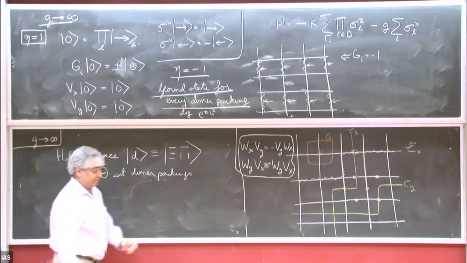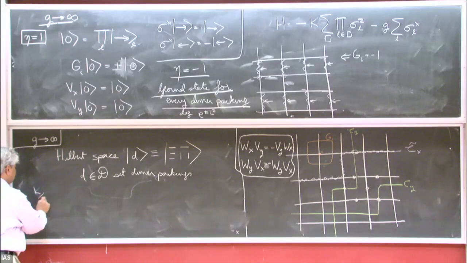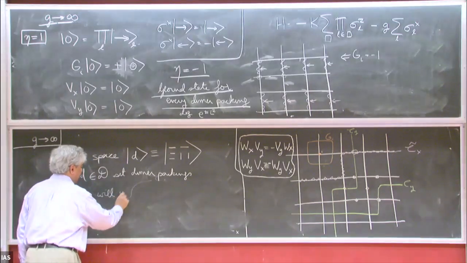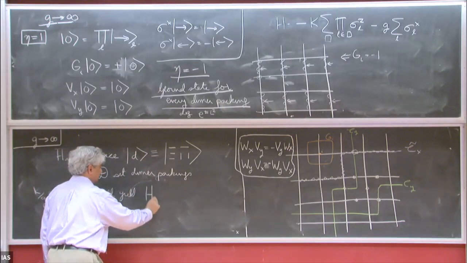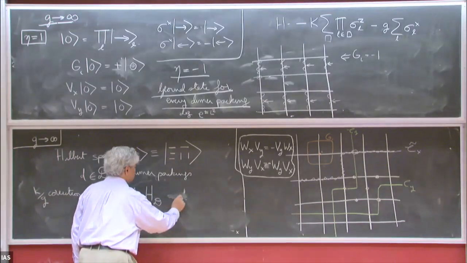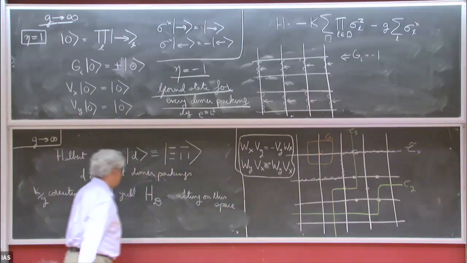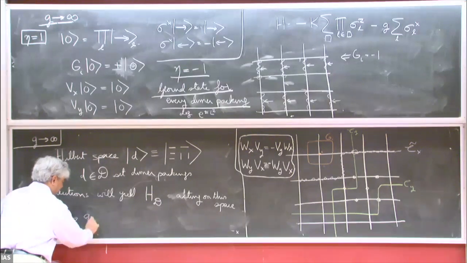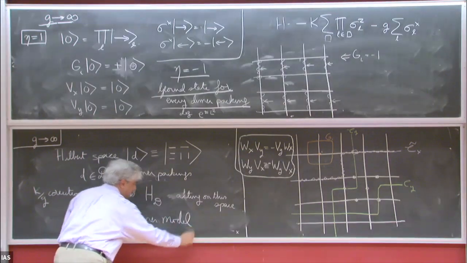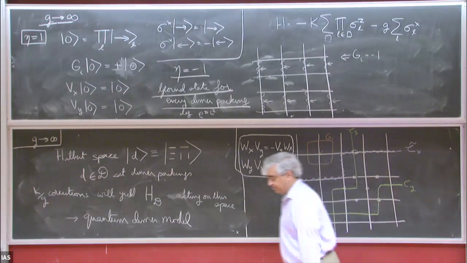On this set of states, I have to define an operator which will encapsulate the K over G corrections. The K over G corrections will give me some effective Hamiltonian, which I call H sub D, acting on this Hilbert space. And what is this effective Hamiltonian? This is what's called the quantum dimer model. So you still have a highly non-trivial problem to solve, which is to diagonalize the quantum dimer model, first proposed by Rokhsar and Kivelson.